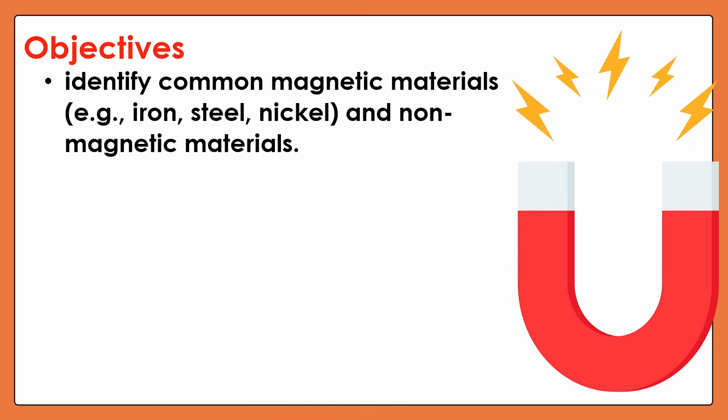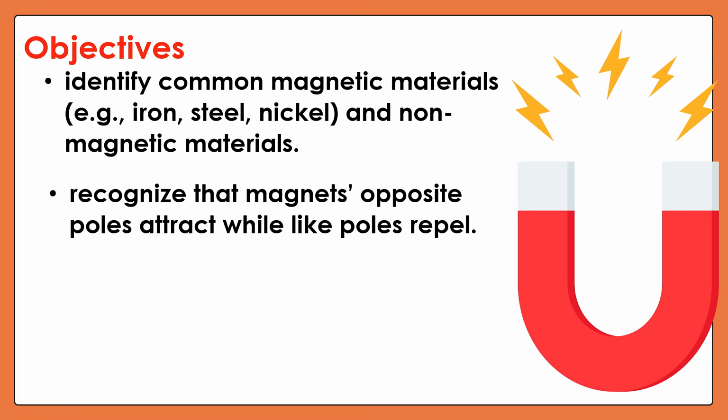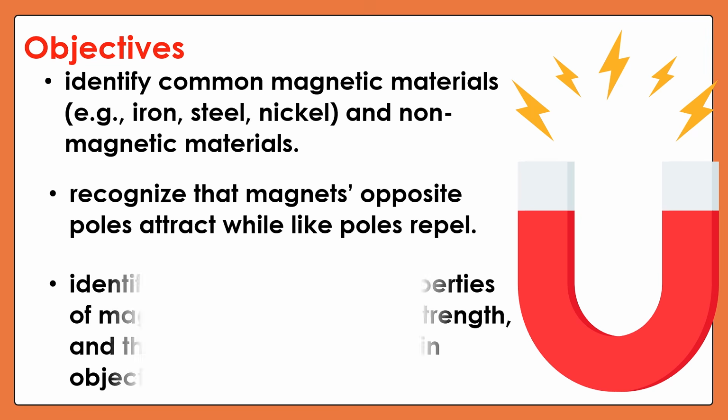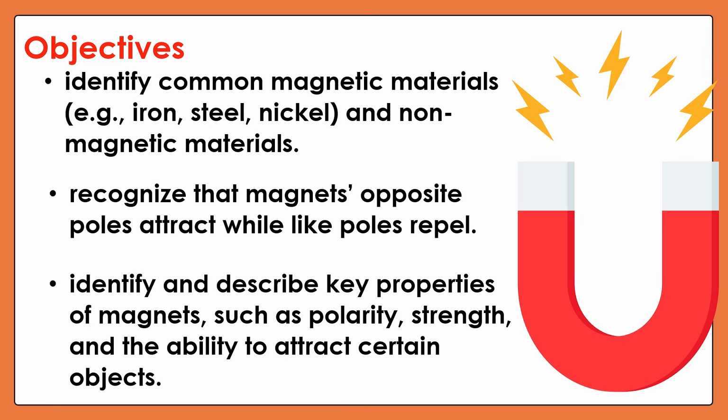Objectives. First, identify common magnetic materials. Example, iron, steel, nickel, and non-magnetic materials. Second, recognize that magnets' opposite poles attract while like poles repel. Third, identify and describe key properties of magnets such as polarity, strength, and the ability to attract certain objects.